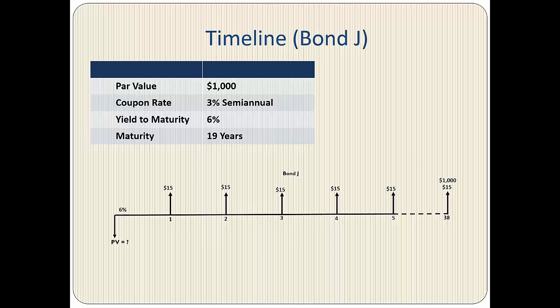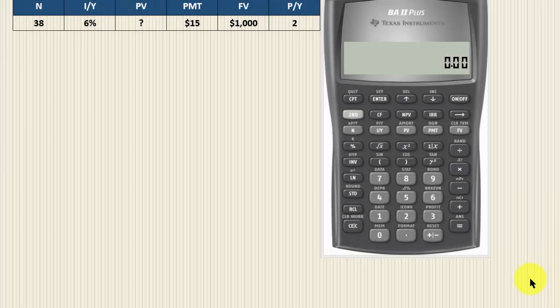The change in price when the yield to maturity drops by 2% from 6% to 4%. Here we have the initial timeline of bond J. The par value is $1,000. The coupon payment is 3% of the par value, or $30 annually, which comes out to $15 semi-annually. We are going to discount the cash flows by 6%, which is the yield to maturity initially. Let's calculate the price of the bond now.